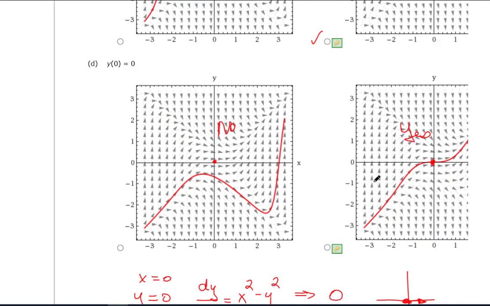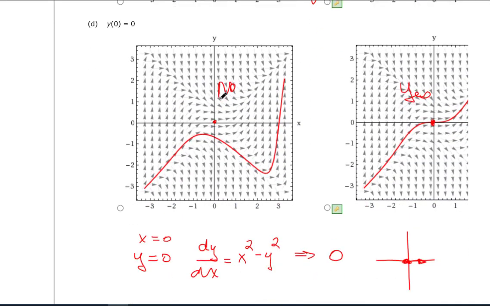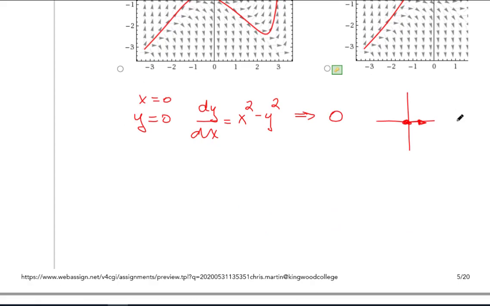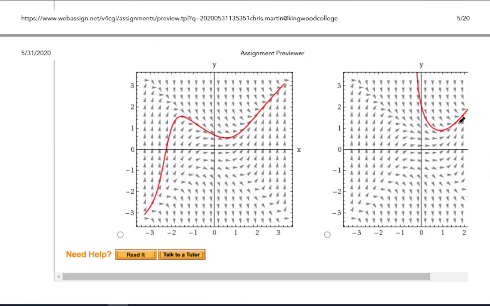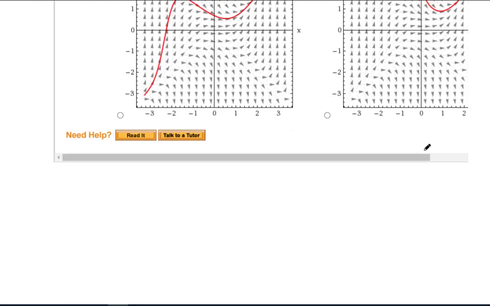What about 0, 0? Well, at 0, 0, I've got 0 squared minus 0 squared, which is 0, so it should be perfectly flat. And so if you look right here at that particular point, notice the steering current or the direction flow is with a slope of 0. The others don't even pass through 0, 0.